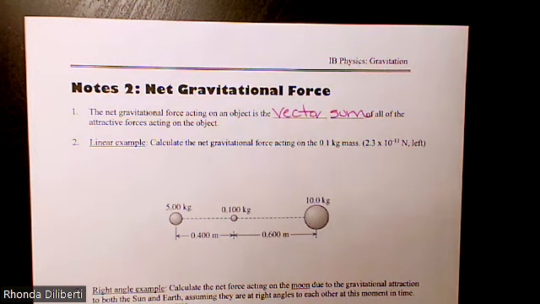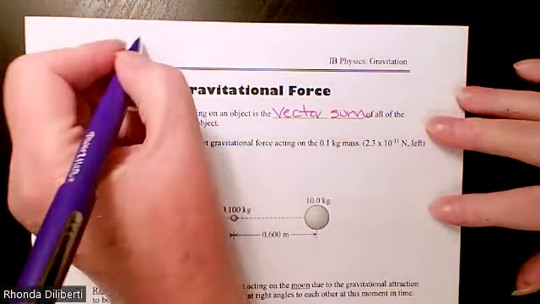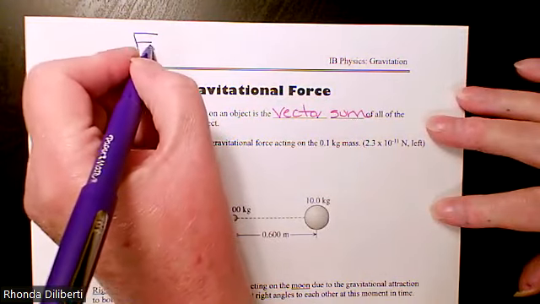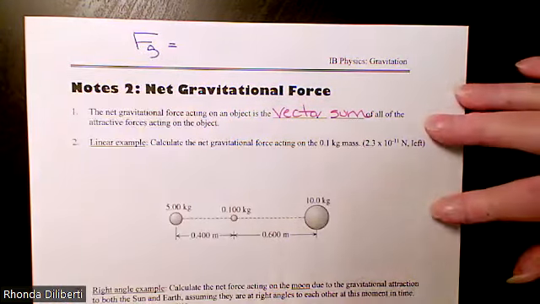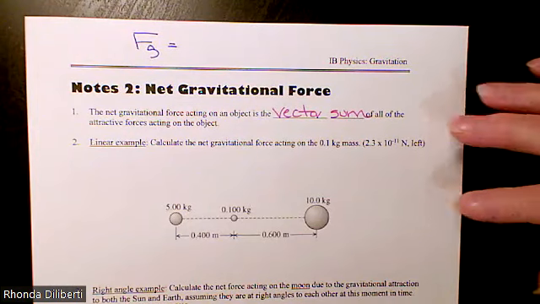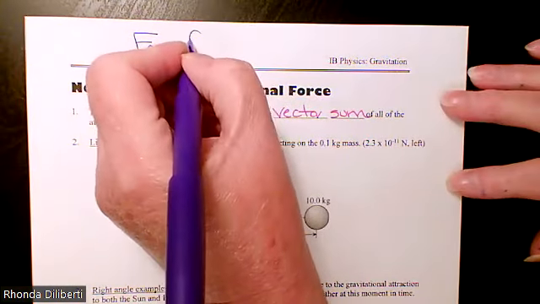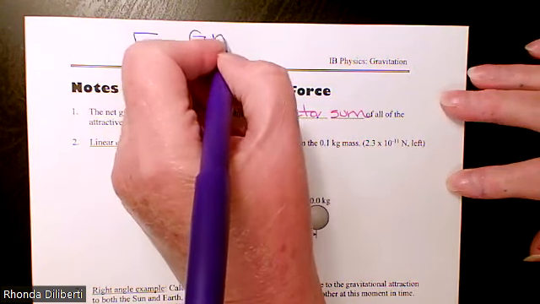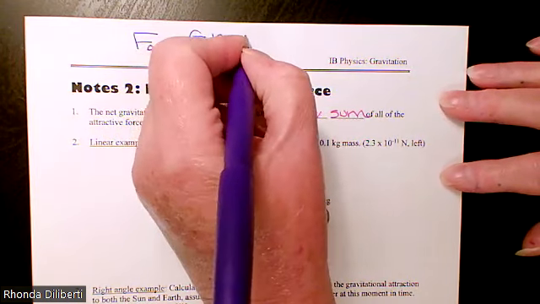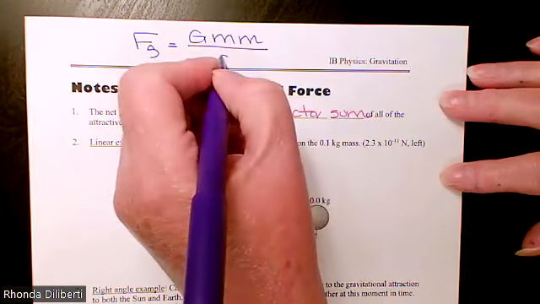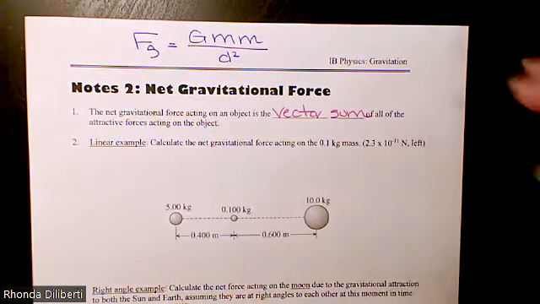In this video, we are going to look at calculating the net gravitational force acting on something. So we've been talking about Newton's universal law of gravitation, and I'm going to write that equation up here on the top. The gravitational force of attraction between any two masses is equal to G times the mass of the first object, times the mass of the second, divided by the distance between them.